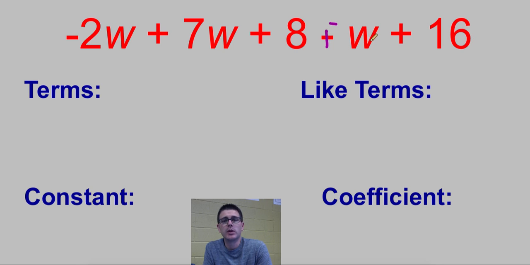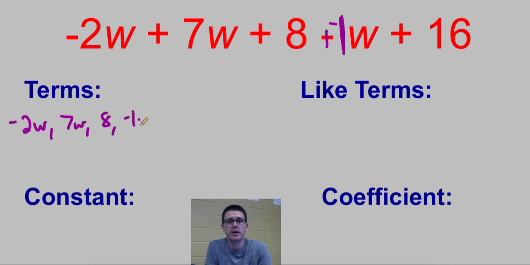And then anytime you have a plain variable, make sure to put in that 1 to remind us that there's one w there. Your terms are just all of your pieces. So negative 2w, 7w, 8, negative 1w, and 16. Your like terms, now you're gathering them based on what they have in common.